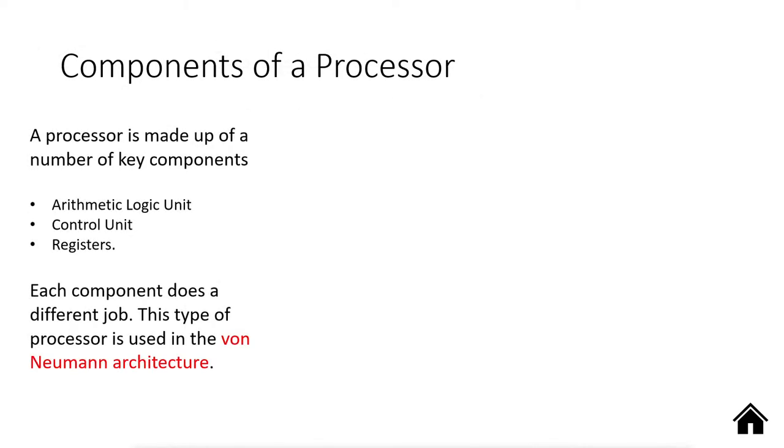These will be very familiar to you. You've got the arithmetic logic unit, control unit, and registers. Okay, there are a few more in there as well, because registers has a few more inside that you need to know about, but we're going to go into that in just a second. Each component does a different job, and in this exam board specifically, we focus on the von Neumann architecture.